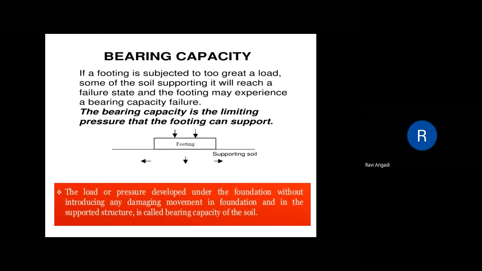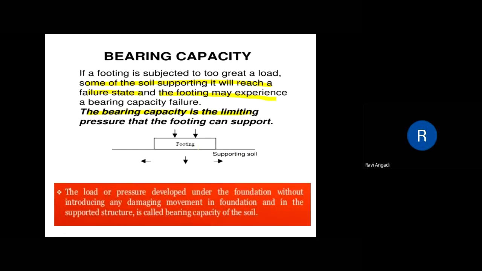So here, if a footing is subjected to too great a load, some of the soil supporting it will reach a failure state, and the footing may experience a bearing capacity failure. It means whenever a footing is subjected to load, this footing may exert a maximum pressure, which we call the bearing pressure, and this footing is supported by the soil. Hence the bearing capacity is the limiting pressure that the footing can support.